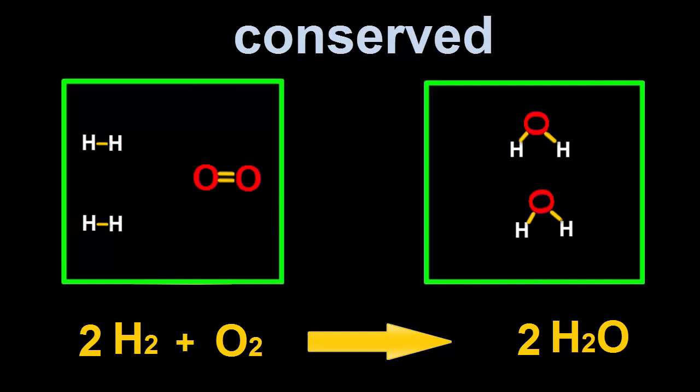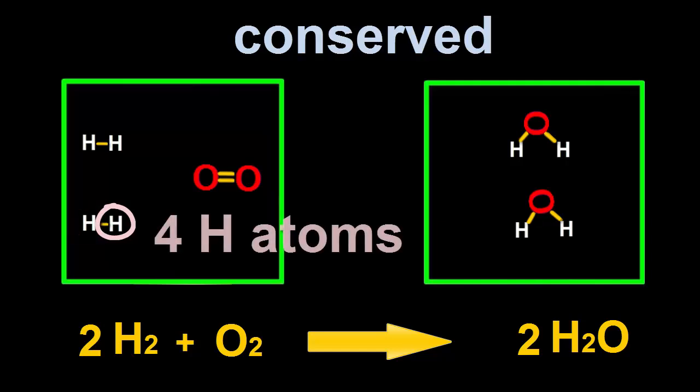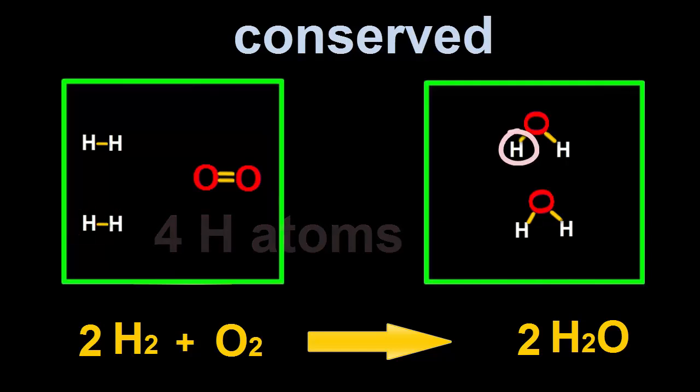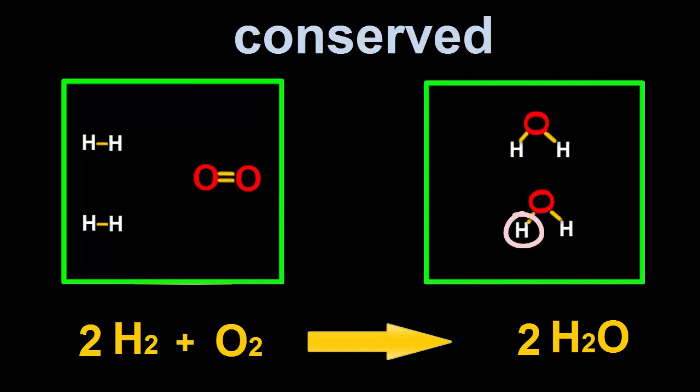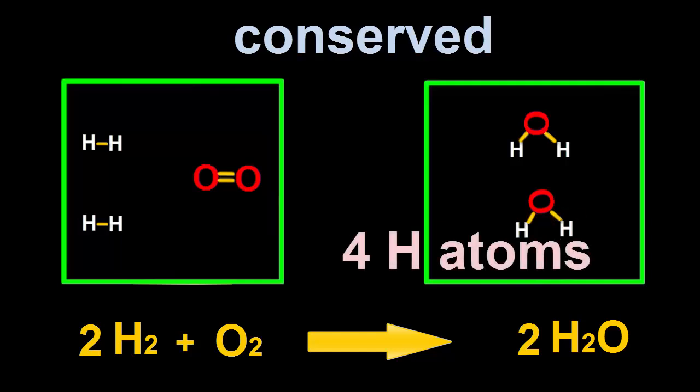We can take it even further. Not only has the total number of atoms been conserved, but the number of atoms of each kind has also been conserved. Let's look at hydrogen atoms before and after the reaction. We started with 2 H2 molecules, that's 4 hydrogen atoms. We ended up with 2 H2O molecules. With 2 hydrogen atoms in each, they also contain 4 hydrogen atoms. No change.